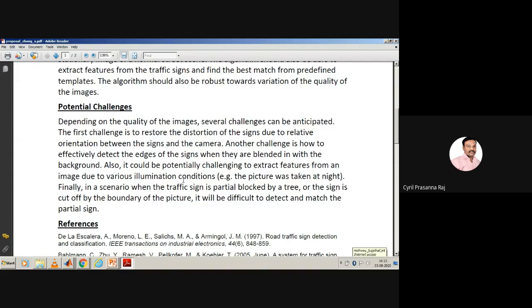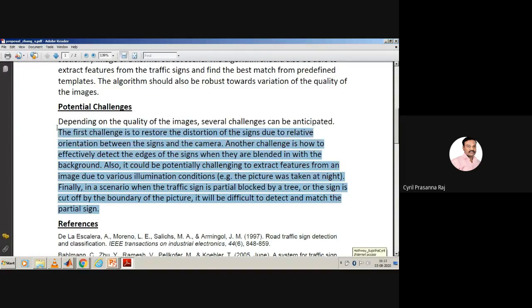Again, in the evening times, the brightness will be very low. So again, you have to see how to identify the images correctly. Finally, in a scenario when a traffic sign is partially blocked by a tree or the sign is cut off by the boundary of the picture, it would be difficult to detect and match the partial sign. So again, this is another very important challenge. So let us see how to overcome all these challenges using our MATLAB program.